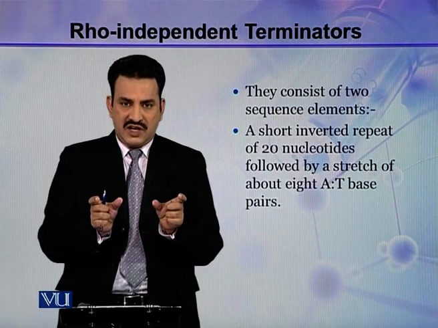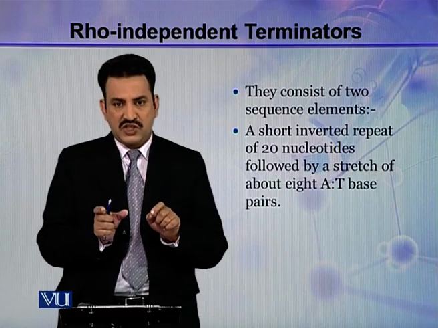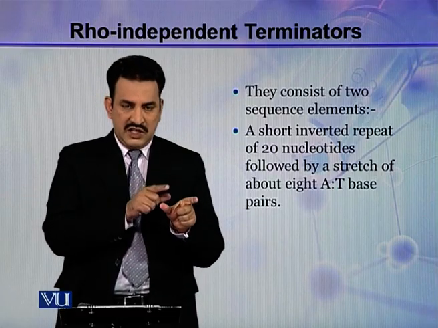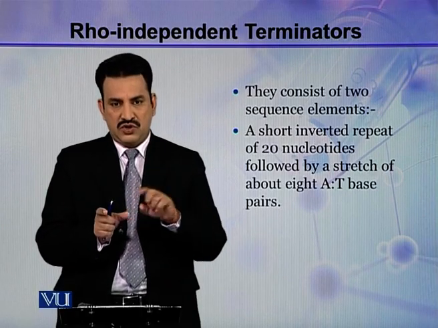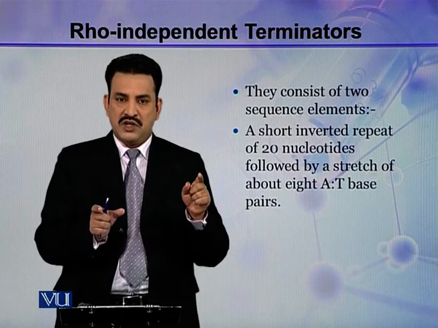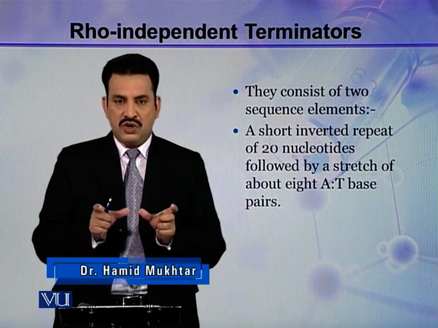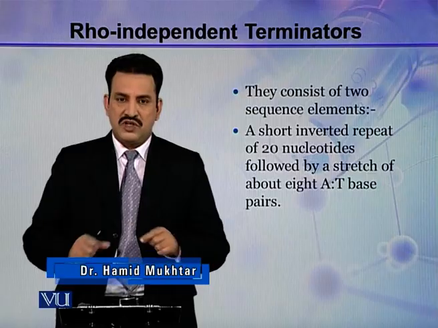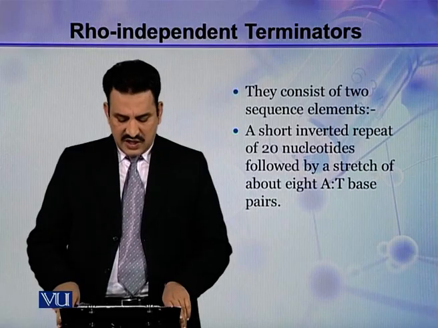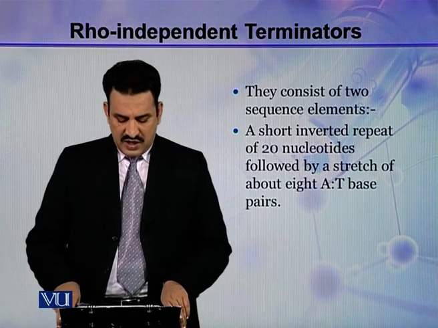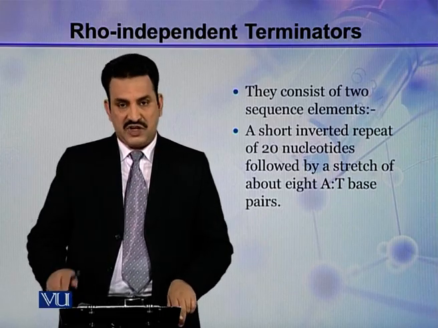20 nucleotides are present and they are inverted in the following sequence. So if ATGC is here, it will be reverted. So ATGC will become TAGCG. So it will revert. So there is about a 20 nucleotide long sequence of inverted nucleotides, and then this sequence is followed by 8 adenine thymine adenine thymine base pairs.